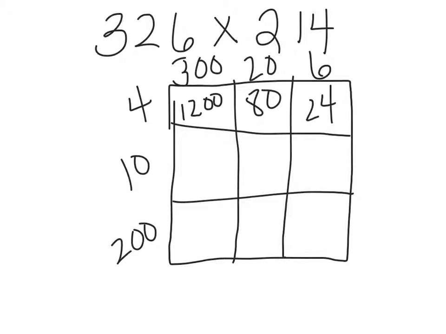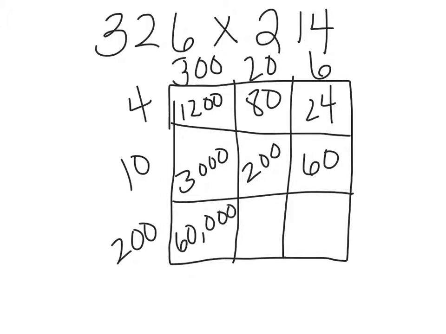300 times 10 gives me 3,000. 10 times 20 gives me 200. And 10 times 6 is 60. 300 times 200, I get 60,000. 200 times 20 gives me 4,000. And 200 times 6, I get 1,200.